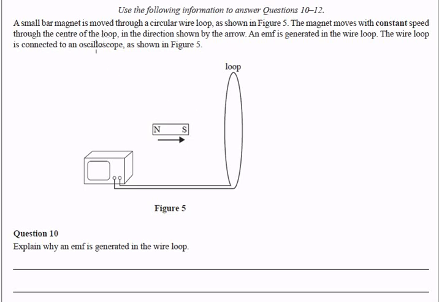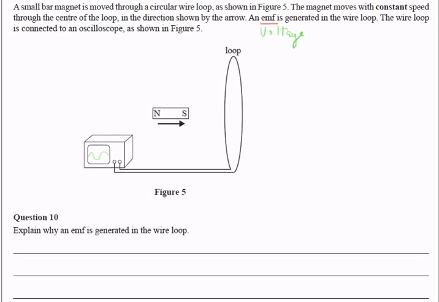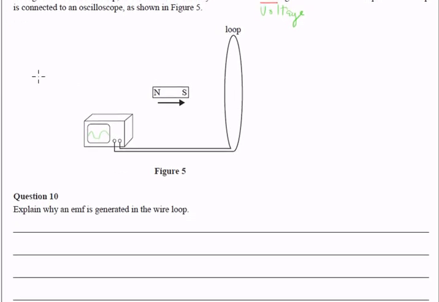Alright, in this one a bar magnet's moved through this circular loop here. It moves at constant speed, and an EMF is generated when that happens. So an EMF is a voltage. It's generated in the wire loop when that happens. The loop's connected to an oscilloscope, which is this thing here, and that just measures the voltage. It might look like that, I'm not sure. We're going to actually answer that question soon, what it looks like. But for now, just let you know what the oscilloscope is.